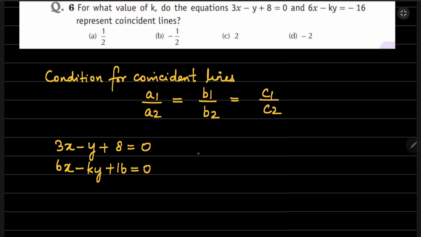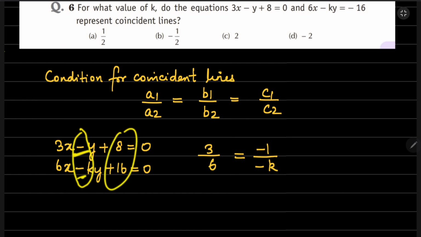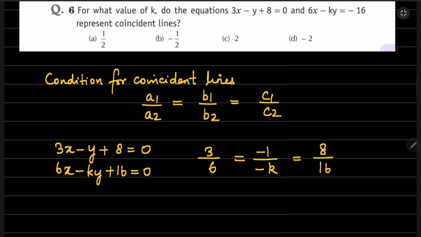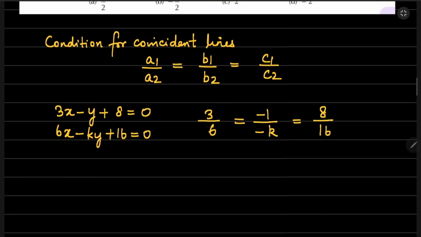Now let us write what is a1 by a2. It is 3 by 6, which should be equal to minus 1 by minus k. What am I writing here? I am writing the coefficients of x. This 3 is a1, 6 is a2. Again, b1 and b2 are minus 1 and minus k. c1 and c2 are 8 and 16.